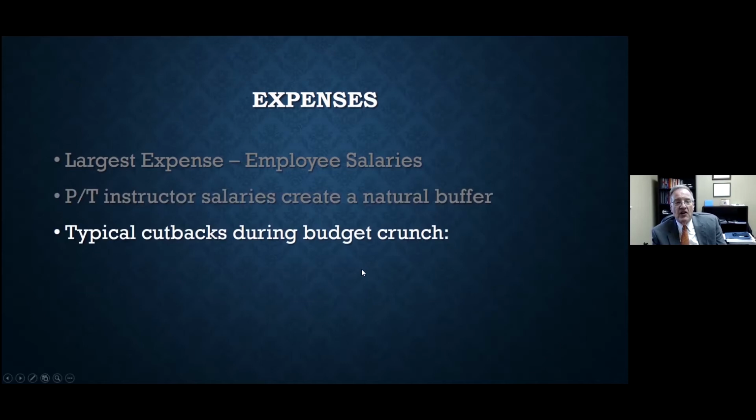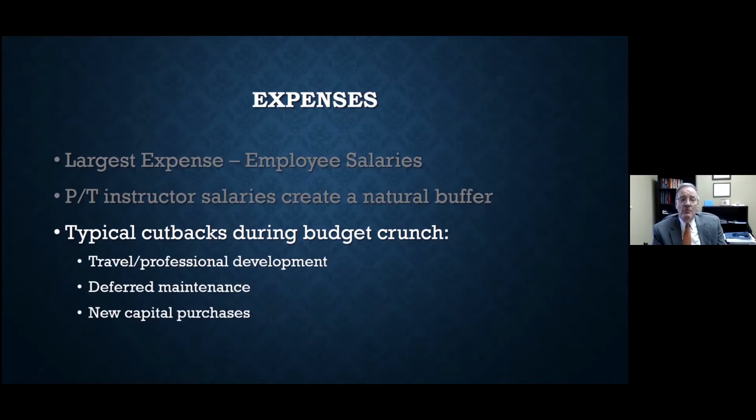And finally, there are some typical cutbacks that community colleges try to utilize during a budget crunch like we see right now with the pandemic. And honestly, these cutbacks are not very different from what you find in most industries, but it's very typical for schools to cut back on travel and professional development. We also tend to cut back on deferred maintenance, and we also cut back on new capital purchases, delaying them. Hopefully next fiscal year, the financial situation will be better and those things can be taken care of a year down the road.